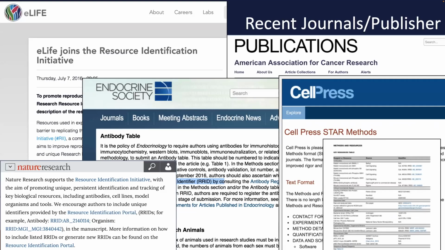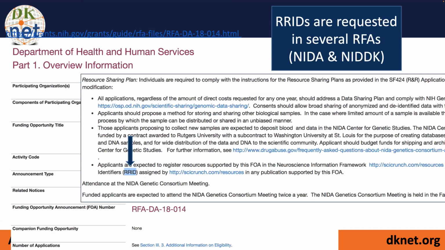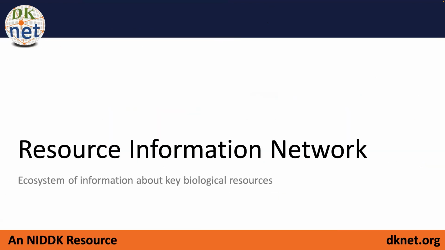As we mentioned, there are a number of checklists and journals that are promoting the use of RIDs. For example, the Cell Press STAR Methods is another one where RIDs are used. In addition, RIDs are now being requested in a number of RFAs as well. So as the use of RIDs becomes more common, this is something that you'll be seeing more and more of in terms of needing to use these identifiers.